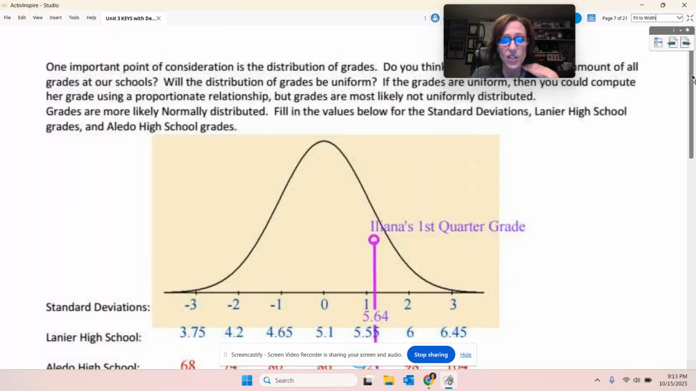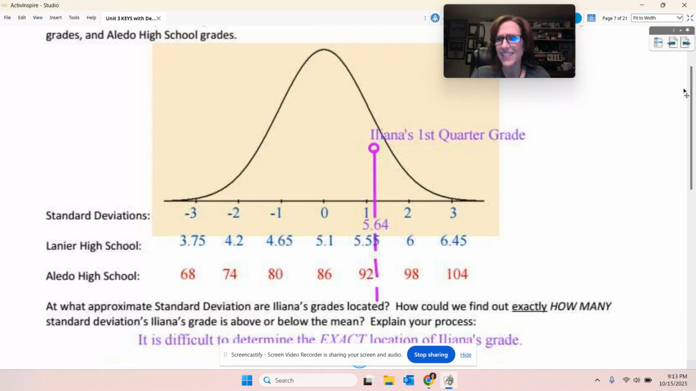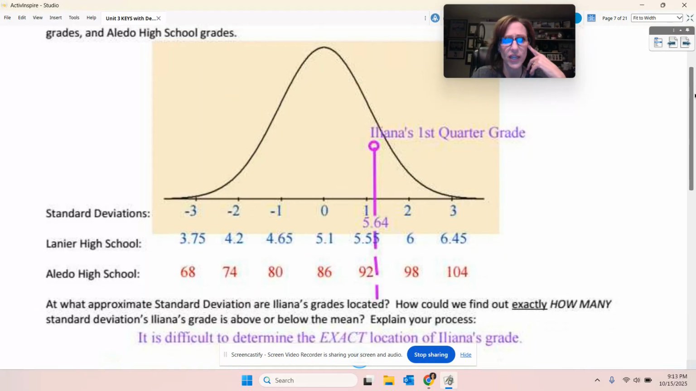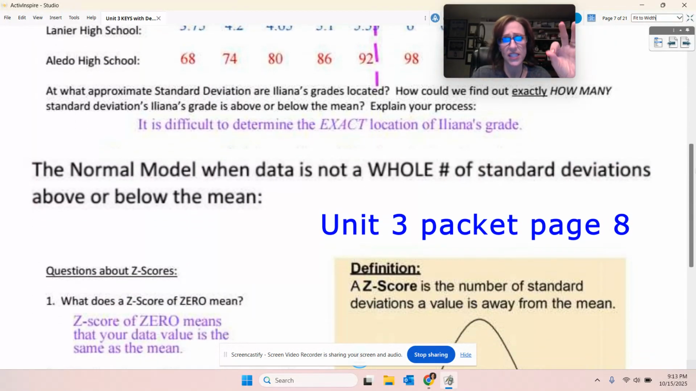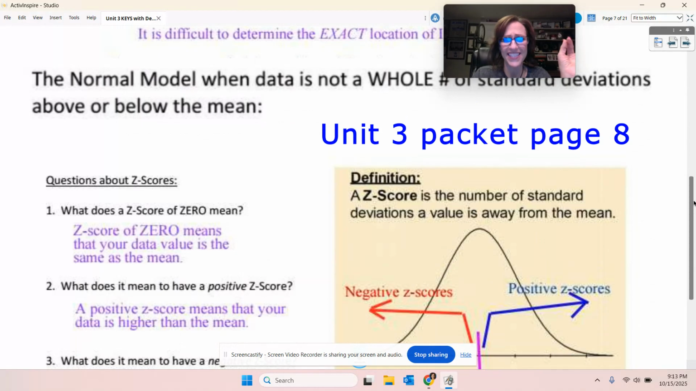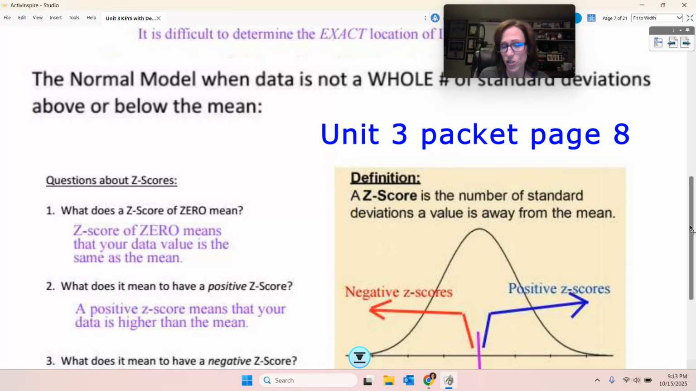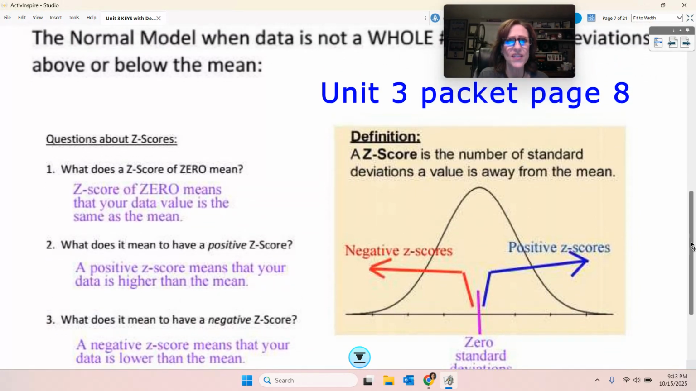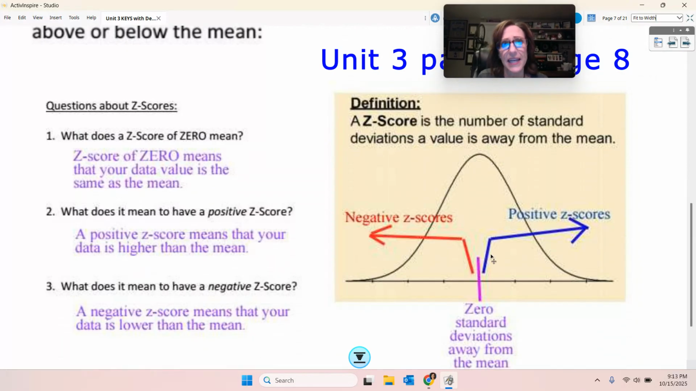All right, there's an example in here about Ileana's first quarter grade coming from a different school, and how that translates to today's. We're going to skip that piece and go right into the idea of what a z-score actually is. I mentioned the standard z-score yesterday, and by the way, this is in your Unit 3 packet on page 8, the bottom of page 8. So here's the definition of what a z-score actually is.